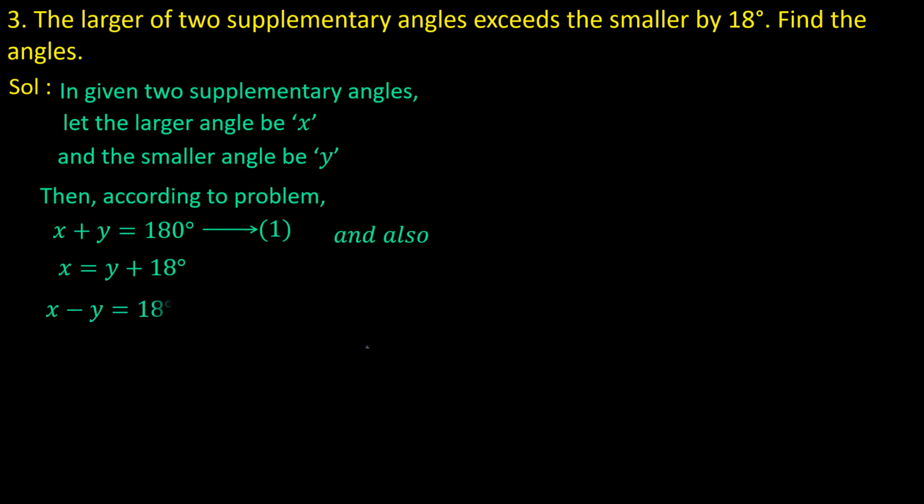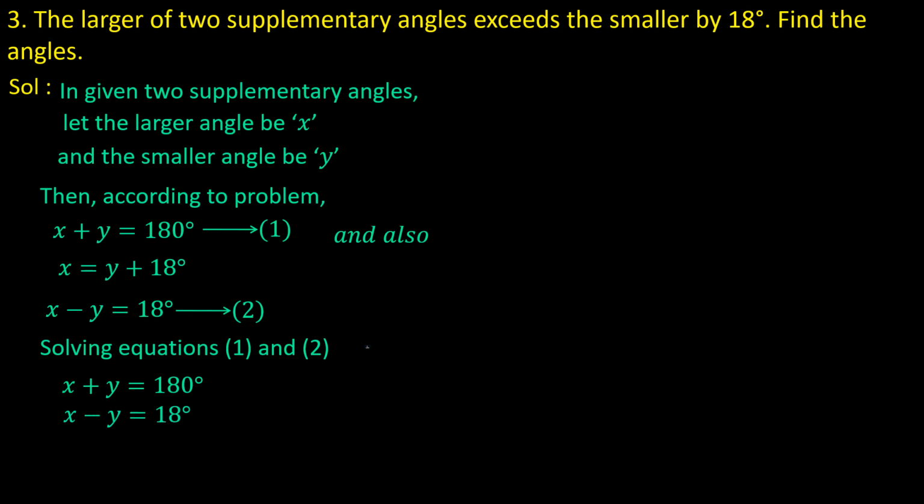Take x plus y equal to 180 as equation 1. From x equal to y plus 18 we can write x minus y equal to 18. Take it as equation 2. Now we can solve both equations by the elimination method. So let us write both equations here: x plus y equal to 180 and x minus y equal to 18. Here we can solve these two equations directly, because the coefficients of x are 1 and the coefficients of y are 1 with different signs.